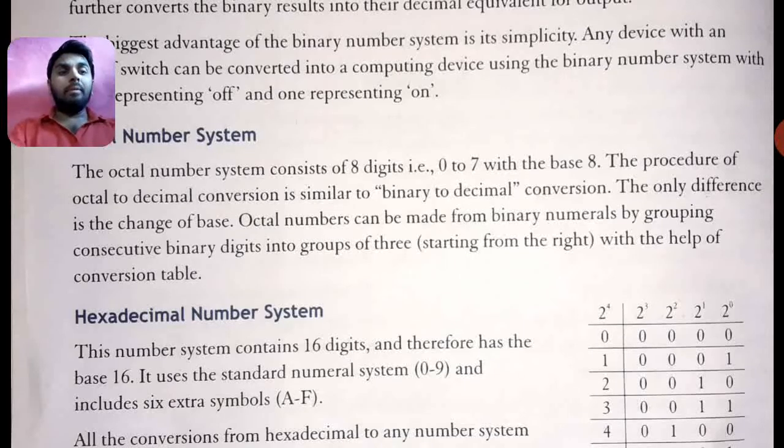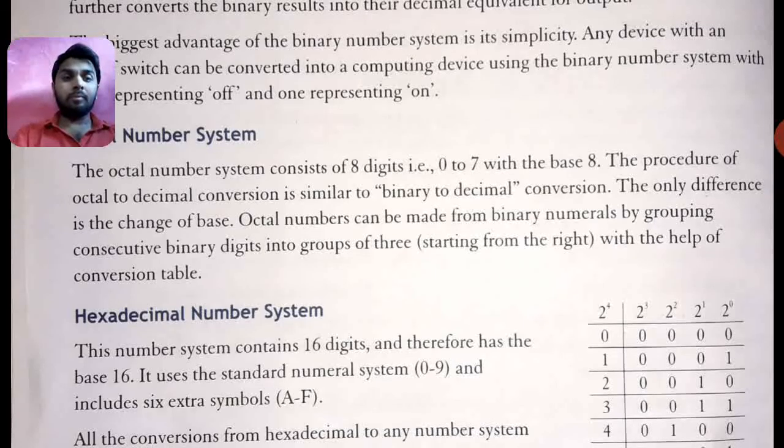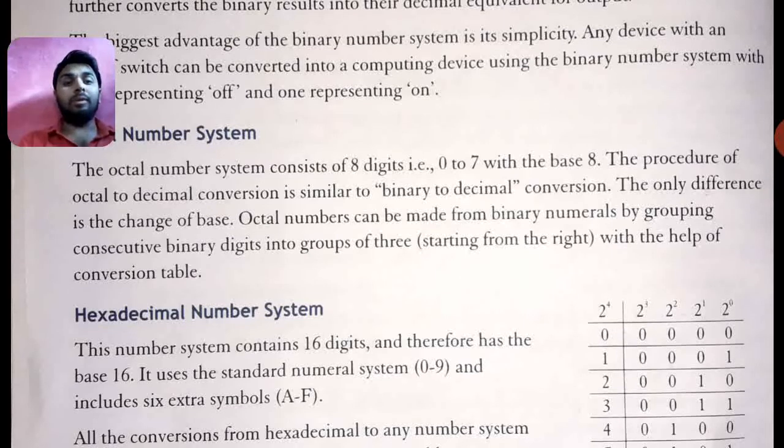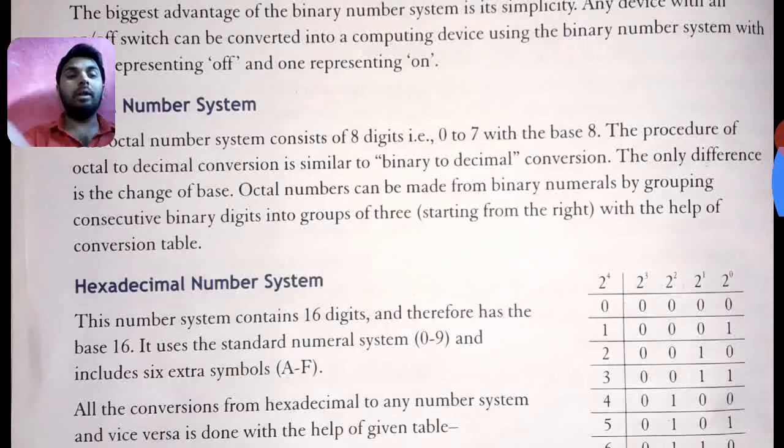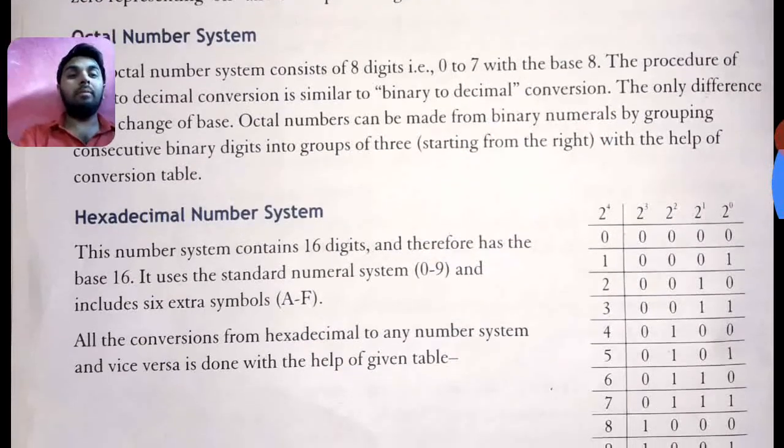Octal numbers can be made from binary numerals by grouping consecutive binary digits into groups of 3. Starting from the right, you have to make three-digit groups with the help of the conversion table.